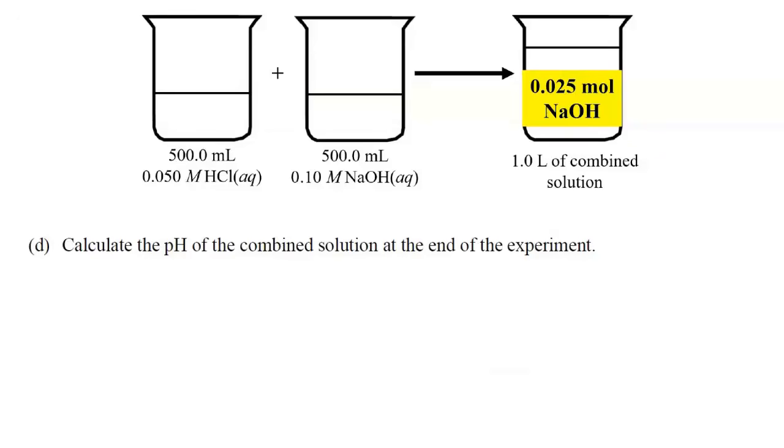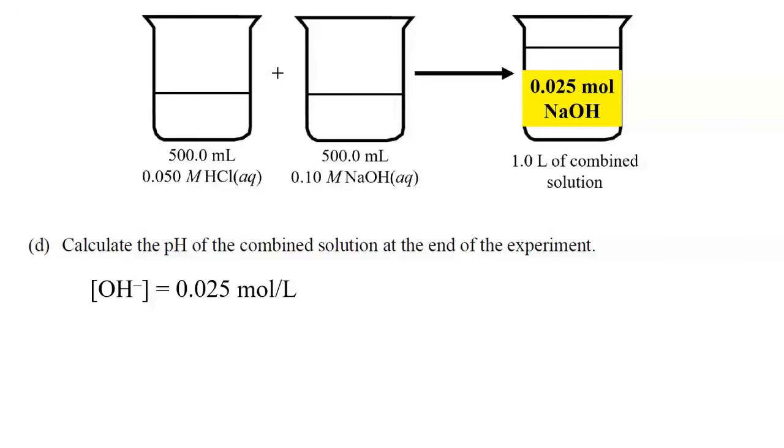We know the amount of moles of sodium hydroxide, but we also know the volume is 1 liter. So the molarity of sodium hydroxide is also the concentration of hydroxide in that final beaker. The concentration of hydroxide is 0.025 moles per liter. To get the pH, first we're going to take the negative log of the hydroxide concentration to get the pOH, and then we'll do 14 minus the pOH to get the pH for our final answer.